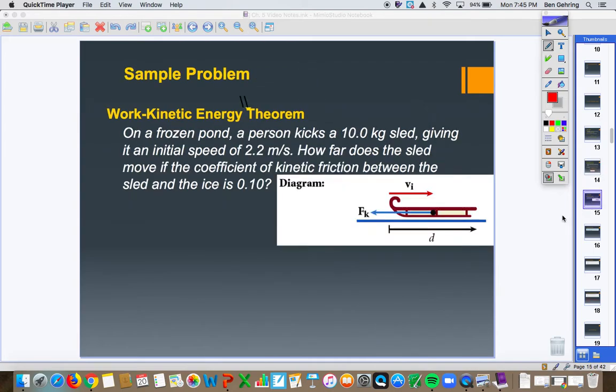So on a frozen pond, a person kicks a 10-kilogram sled, giving it an initial speed of 2.2 meters per second. How far does the sled move if the coefficient of kinetic friction between the sled and the ice is 0.10? All right, so here's our diagram.